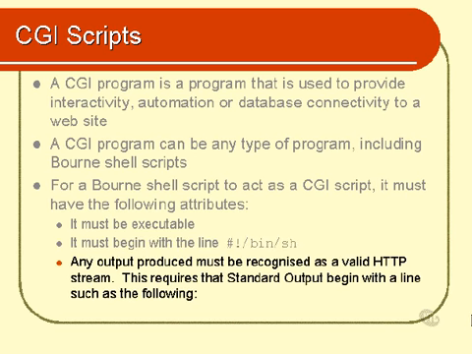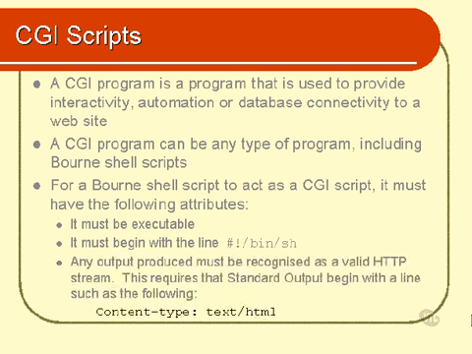And any output produced by the script, in other words, anything that would ordinarily go to the terminal, to the screen, must be recognized as a valid HTTP stream. Now, what this essentially means is that the output must begin with a line that looks like the following: content-type, space, and then whatever content type you're attempting to produce. Whether you're attempting to produce HTML or just regular text is completely up to you, but you must put that at the beginning of your standard output.